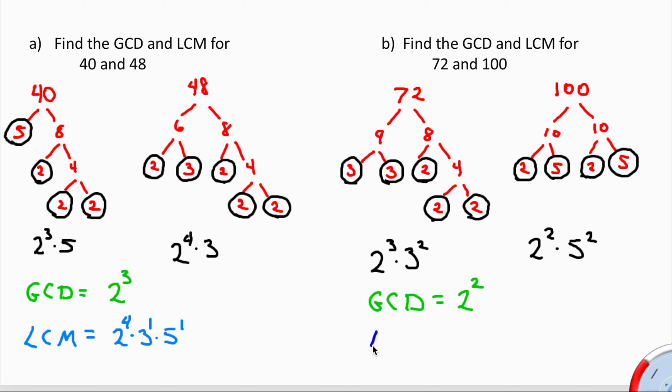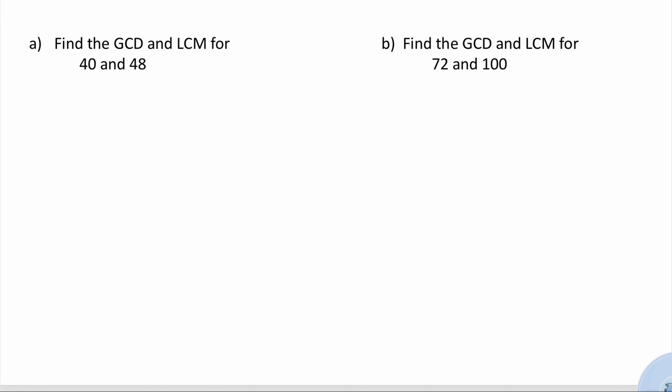Okay, the least common multiple has that L, so I want the largest number of factors I can get. In other words, all of them, and I want the largest exponents. If I have to choose between a 3 and a 2, I'm going to choose a 3. Right? This is the only exponent on the 2 and the 5. So greatest common divisor is 4. Least common multiple is 72 times 25. Right? Or written out like this. Greatest common divisor, least common multiple. Let me know if you have questions.